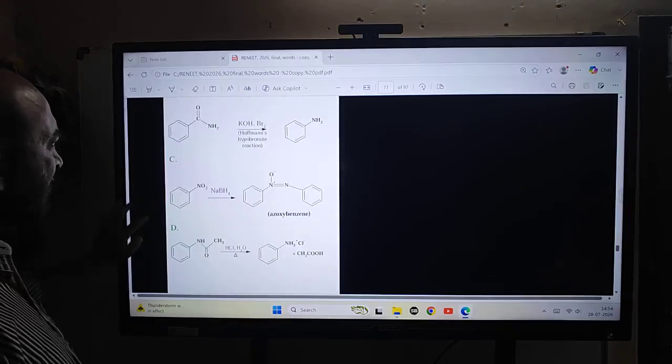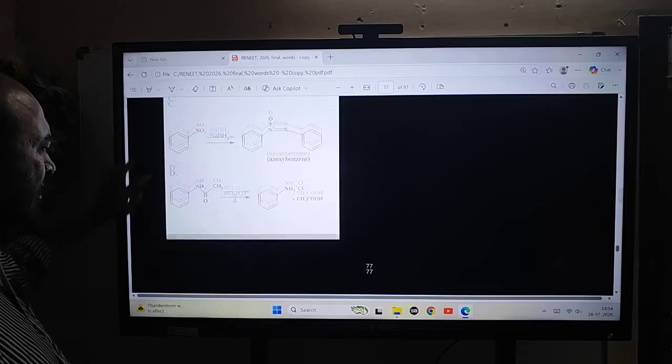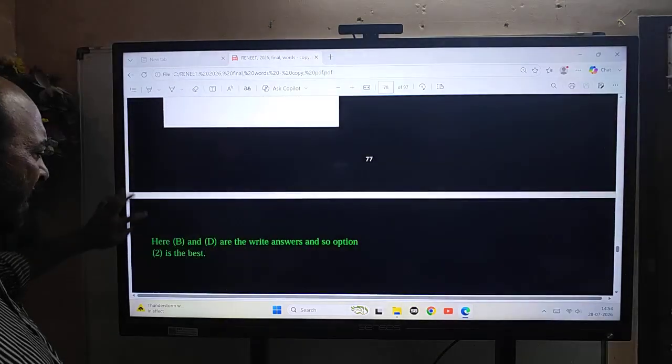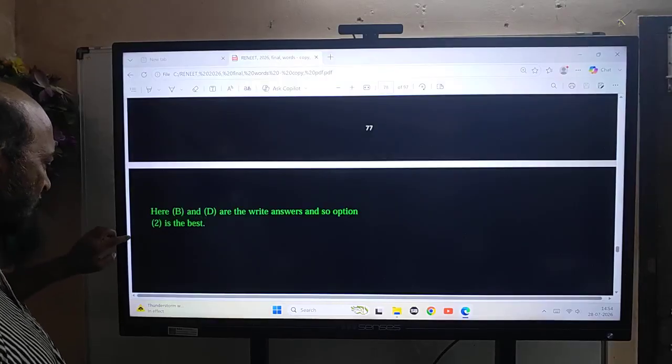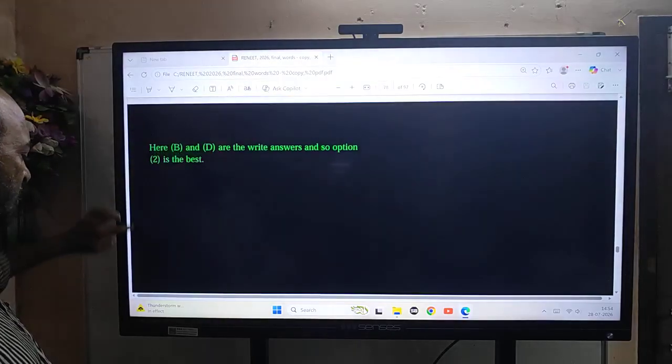Still that can be accepted as an answer. So our answer will be B and D. Even though D is not directly giving aniline, the questioner also meant that much only. So B and D is the answer. Option 2 is the answer.